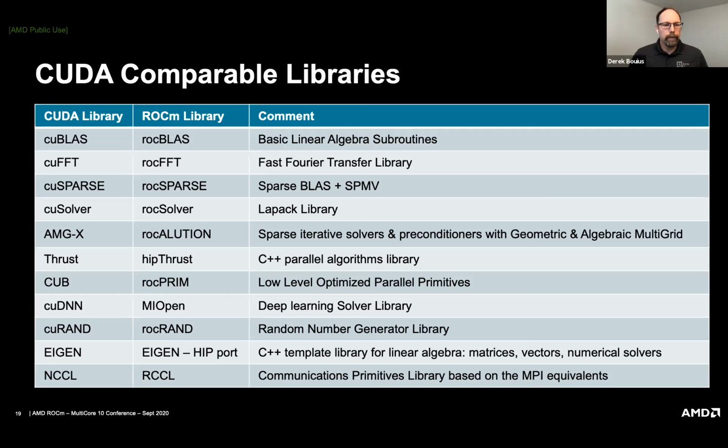Then we have random number support. The Eigen port is actually fully upstream, so that's used quite often for the linear algebra. And then NCCL is the communication primitives library, and RCCL, so Radeon Communication Collectives Library, has similar functionality as that. And if you look at some of the hardware architectures as the GPUs connect to each other, or you want to do multi-node support, these type of libraries come into play.